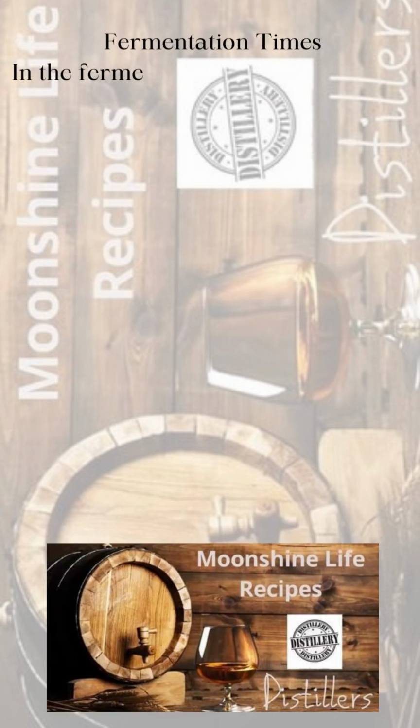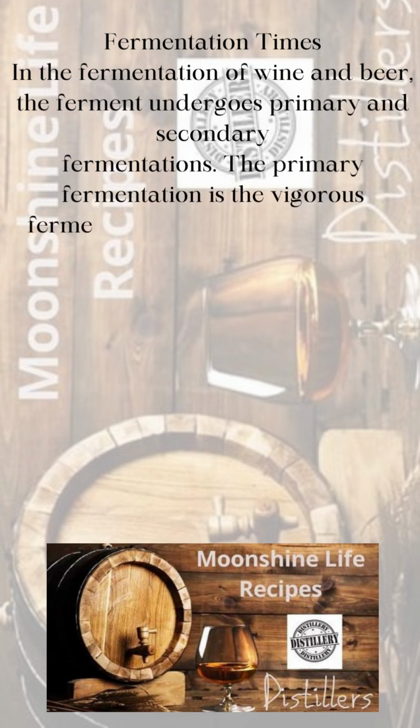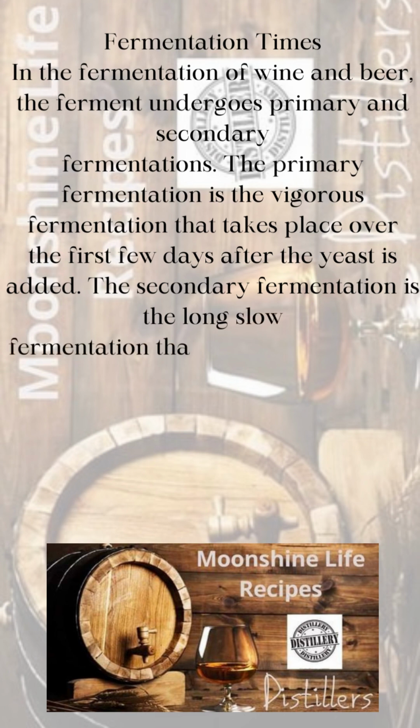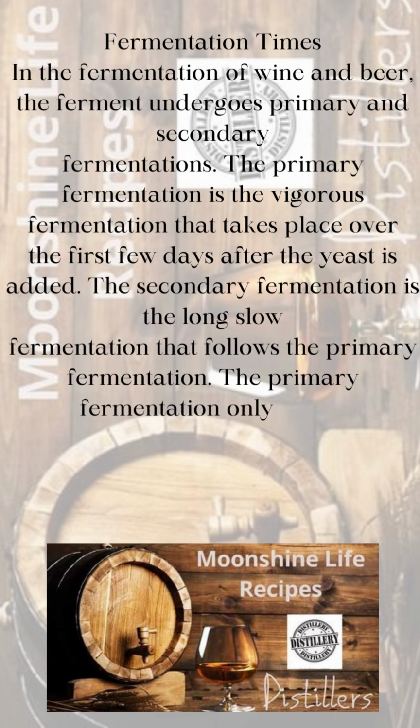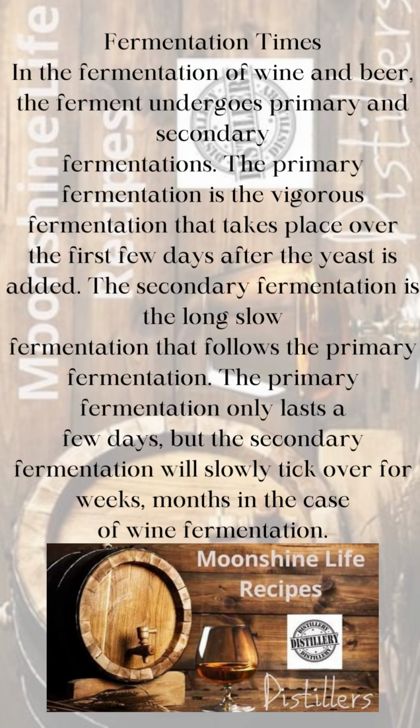Fermentation times. In the fermentation of wine and beer, the ferment undergoes primary and secondary fermentations. The primary fermentation is the vigorous fermentation that takes place over the first few days after the yeast is added. The secondary fermentation is the long, slow fermentation that follows the primary fermentation. The primary fermentation only lasts a few days, but the secondary fermentation will slowly take over for weeks, months in the case of wine fermentation.